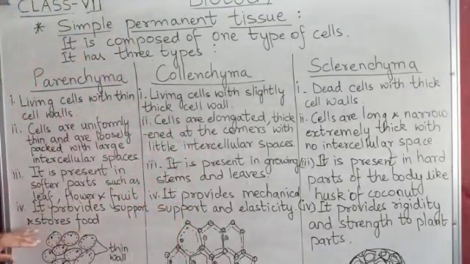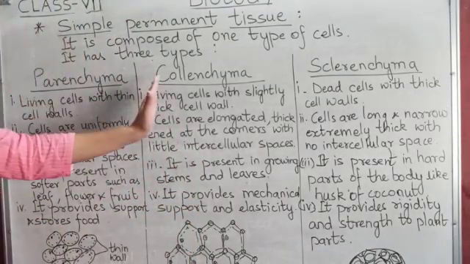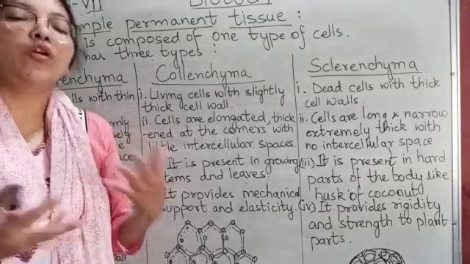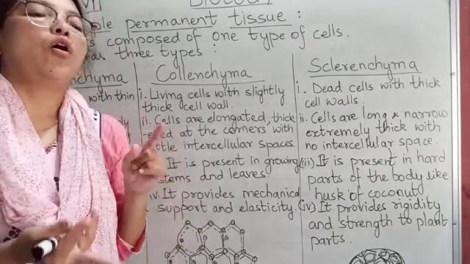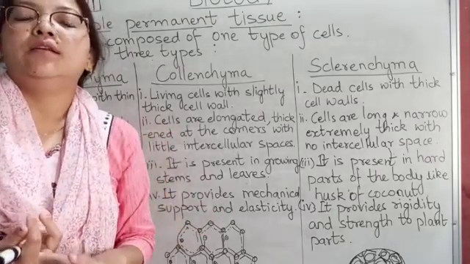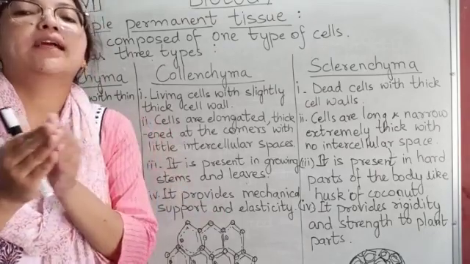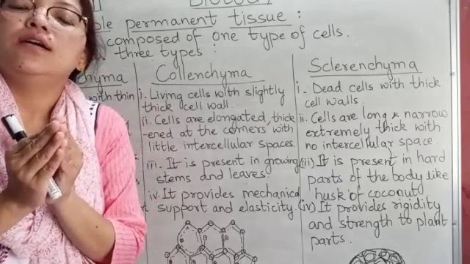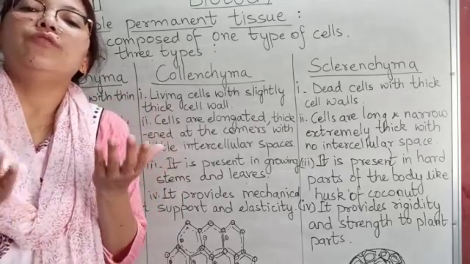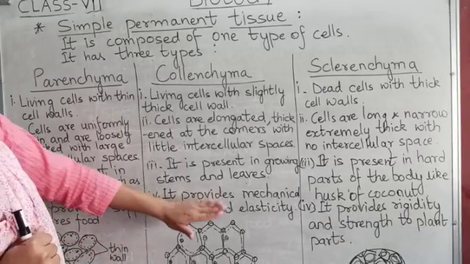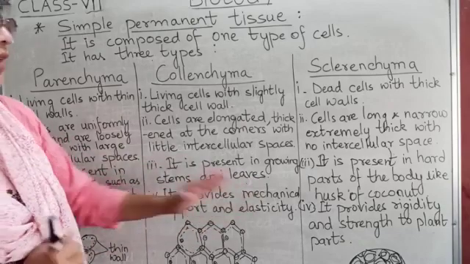Then the fourth difference between parenchyma, collenchyma and sclerenchyma is that parenchyma tissue provides support and stores food. Parenchyma tissue not only supports the plant, it also stores food material. For example, potato. Potato is a stem, but because of the parenchyma tissue present in it, it stores food. Then the fourth one is collenchyma. It provides mechanical support and elasticity.